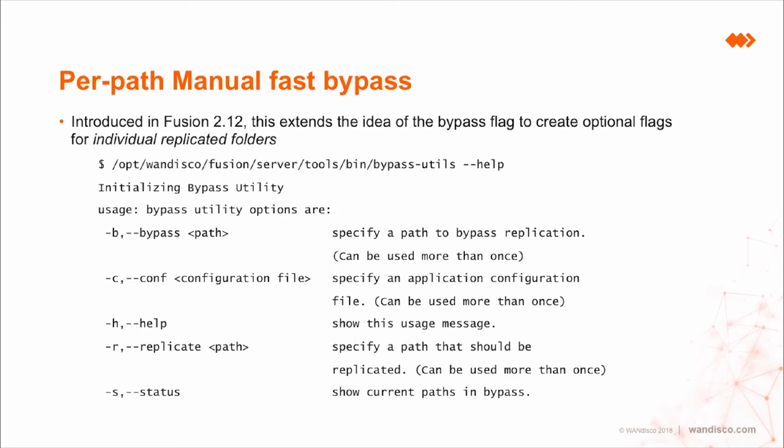This gives you much more control over the ability to bypass Fusion for debugging purposes, for selective initial loads or migration purposes. It's much deeper and much more complete than the prior global fast bypass.